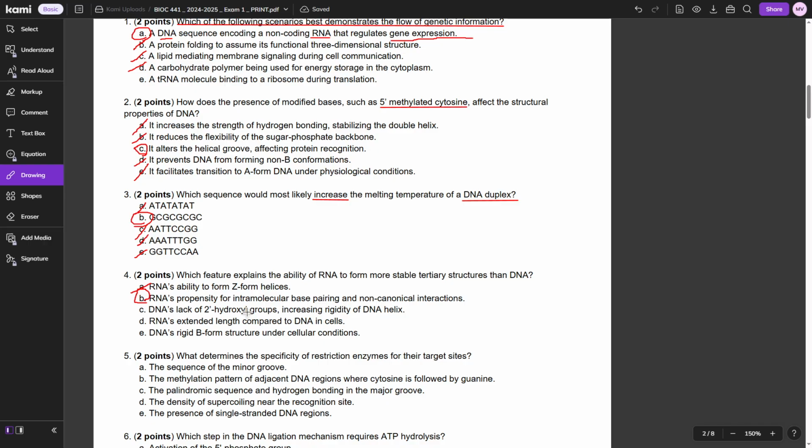I like this answer. RNA has the ability to fold on itself and do all sorts of weird stuff. It can base pair with itself. DNA, not really. DNA is usually double-stranded. It doesn't fold on itself, stuff like that, without the help of other proteins usually.